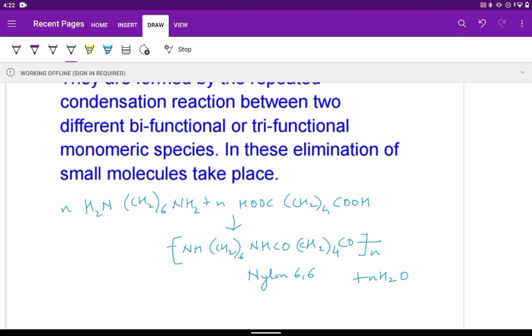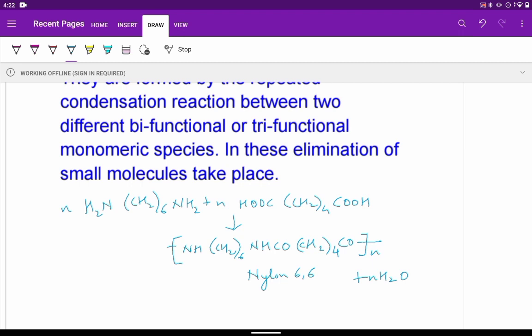We see here NH2CH2 whole 6 NH2 plus HOOC CH2 whole 4 COOH gives NHCH2 whole 6 NHCO CH2 whole 4 CO whole n.